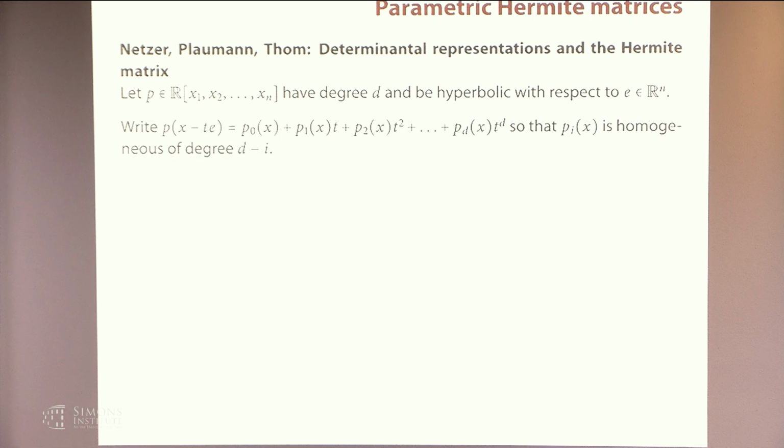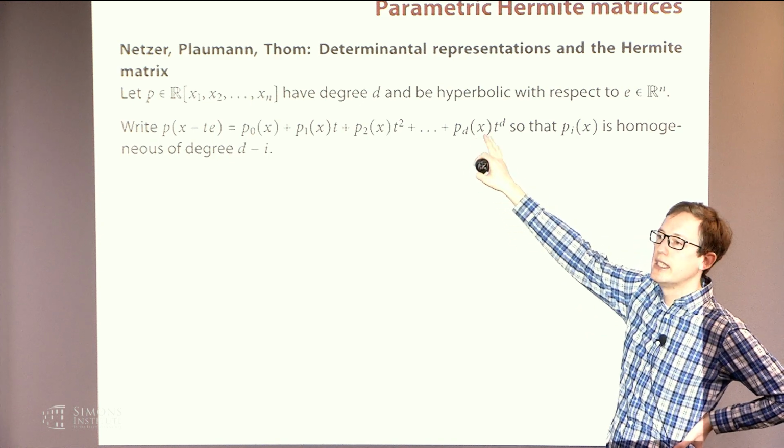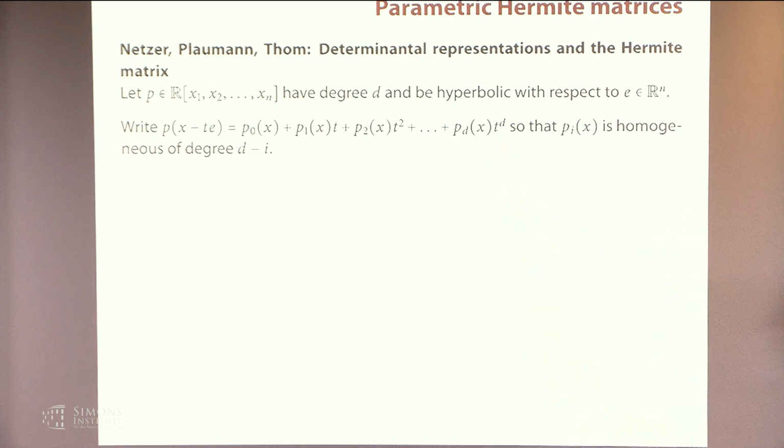Okay, so what you're going to do is test these univariate polynomials. You expand as a polynomial in T. Because the polynomial was homogeneous, these coefficients will be polynomials in X that are homogeneous of the right codegree. So this is homogeneous of degree D minus the degree of the monomial. In particular, this here is a constant. This is just the value of P at E. And this here is a homogeneous polynomial of degree D.